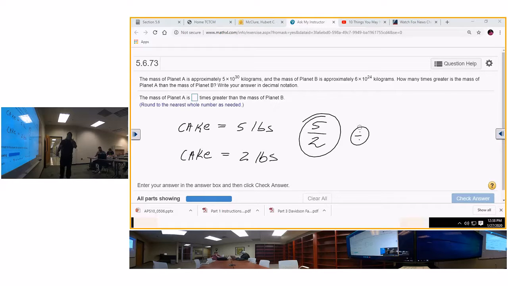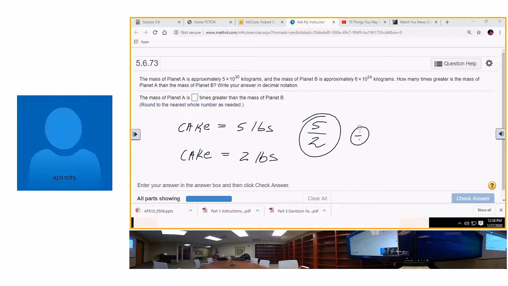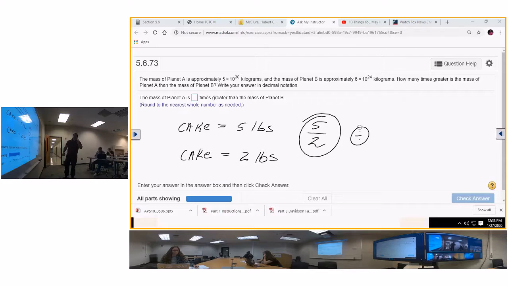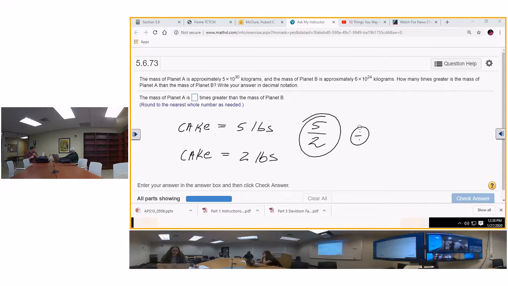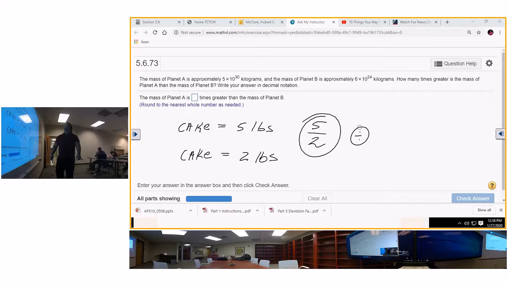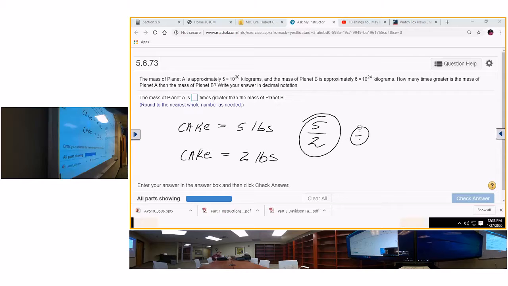Now, some of you said 5 minus 2. Okay? I said how many times greater. I didn't say how much more. Did you understand that? There's a difference between more and times greater. Does everybody understand that? Okay? So if I said, how much more did my cake weigh, then that would be subtraction. Times greater is division. So I'm going to use division.